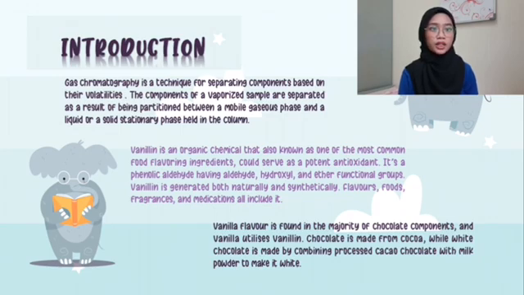Vanillin is an organic chemical, also known as one of the most common food flavoring ingredients, that could serve as a potent antioxidant. It's a phenolic aldehyde having aldehyde, hydroxyl, and ether functional groups. Vanillin is generated both naturally and synthetically. Flavors, food, fragrance, and medications all include it.